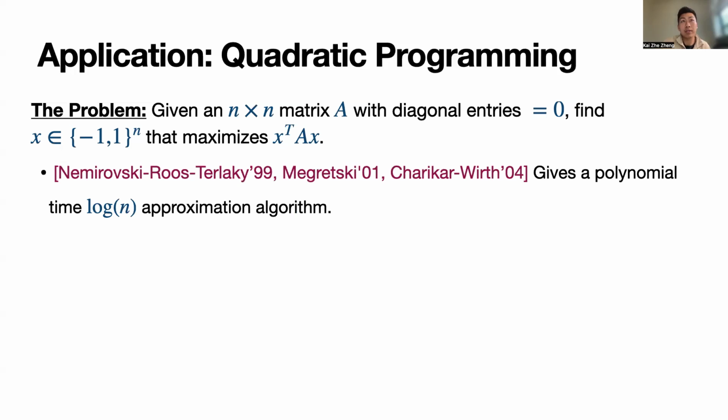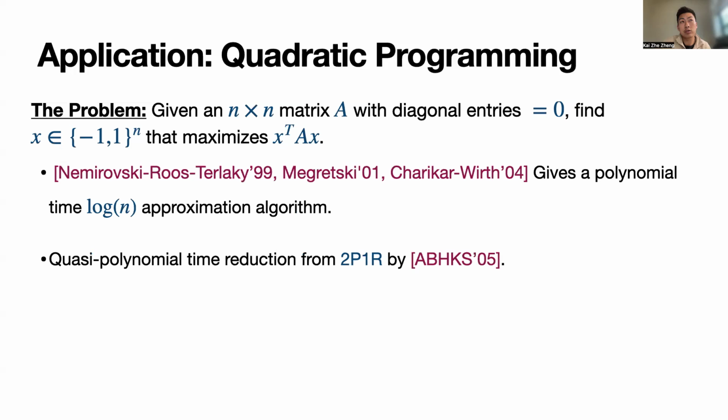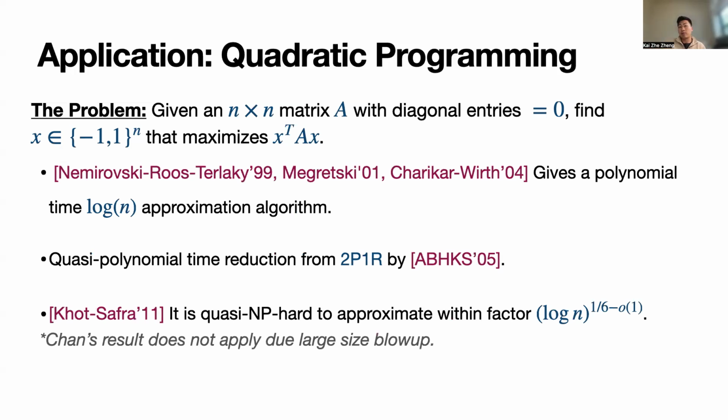So on the algorithmic side, there's a log n approximation algorithm, and there's also a quasi-polynomial time reduction from 2-prover 1-round games. So if you use Khot and Safra's result, you get quasi-NP hardness with a factor of roughly log n to the 1/6. So unfortunately, Chan's result doesn't apply due to a large size blowup.